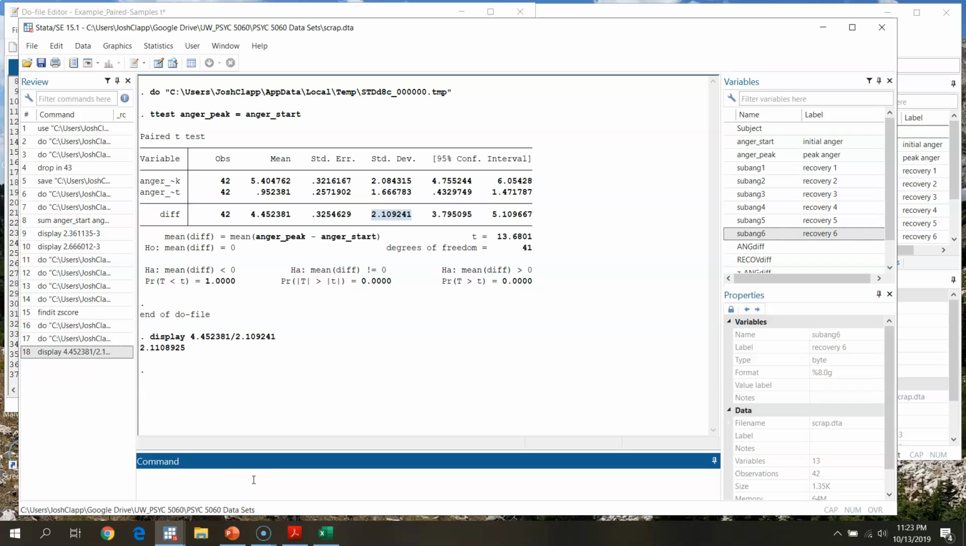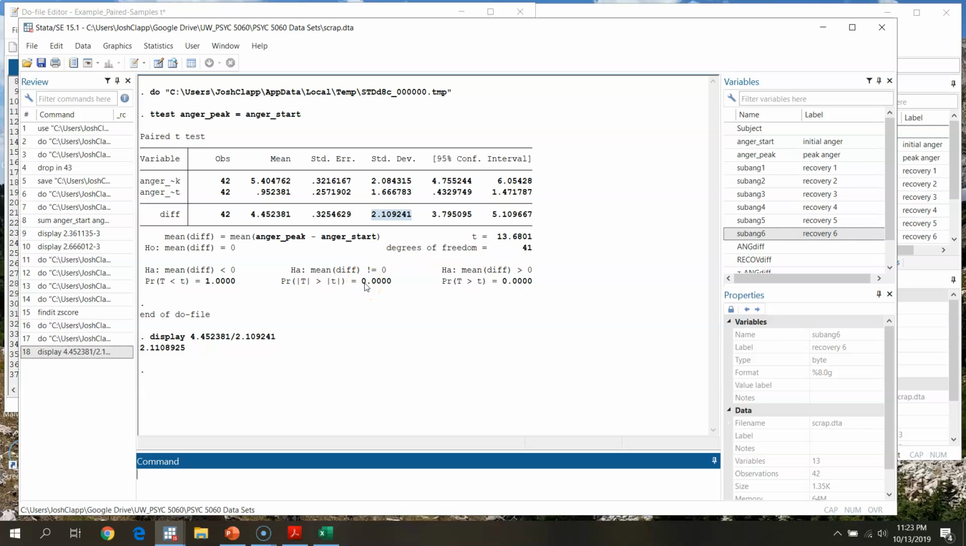Wow. Okay. So essentially, I've got a Glass's delta of, say, 2.11. Functionally, what this is saying is, relative to variability at baseline, we're seeing approximately over a 2 standard deviation increase in anger scores as a result of this manipulation. That's really, really big.